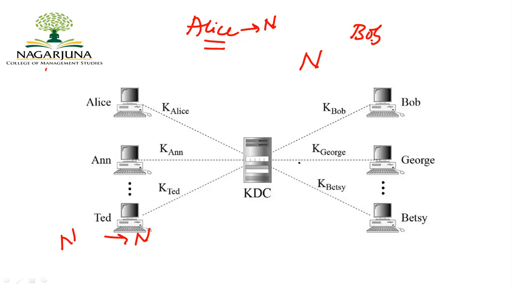then we need a key for each pair. We are supposed to calculate the total number of keys required, which is n times (n minus 1) divided by 2. This is the number of keys required for n different people to communicate with each other.